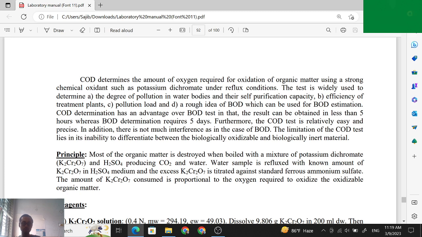The test is widely used to determine the degree of pollution in water bodies and their self purification capacity. Number two is checking the efficiency of the treatment plants.